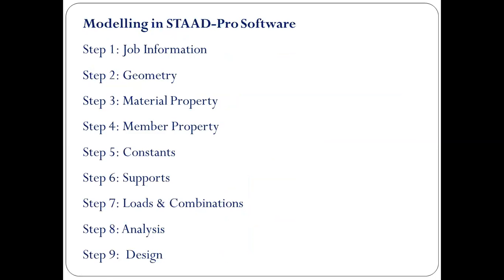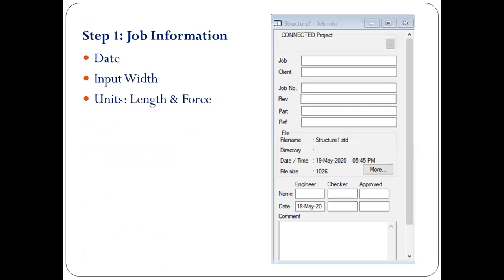So let us check. So coming to modeling this beam in the software, we have the following steps which have to be followed. The first one is the job information, then followed by geometry, material property, member property, constants, supports, loads and combinations, analysis and design. So let us start. So initially I will just rush through the PPT and then let us start doing it in the software itself.